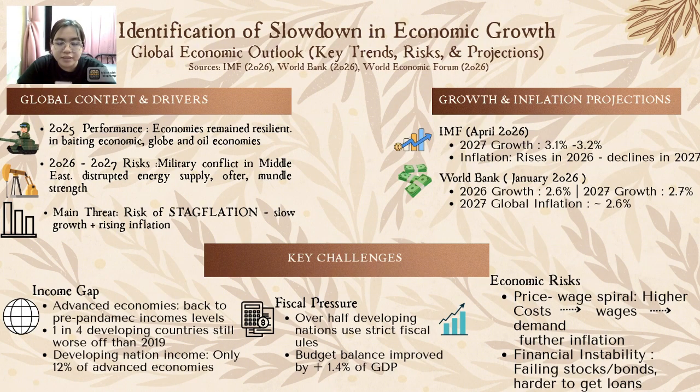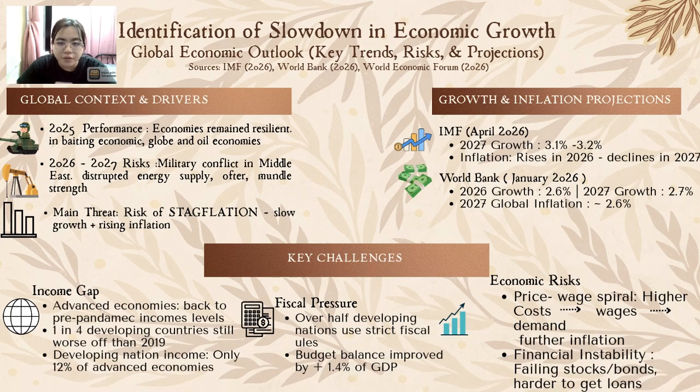Today I am presenting an identification of slowdown in economic growth based on the 2026 outlook from the IMF, World Bank, and World Economic Forum. After a resilient 2025, global momentum now faces risk from military conflict in the Middle East and energy supply disruptions, leading to a major threat of stagflation characterized by slow growth and rising inflation.